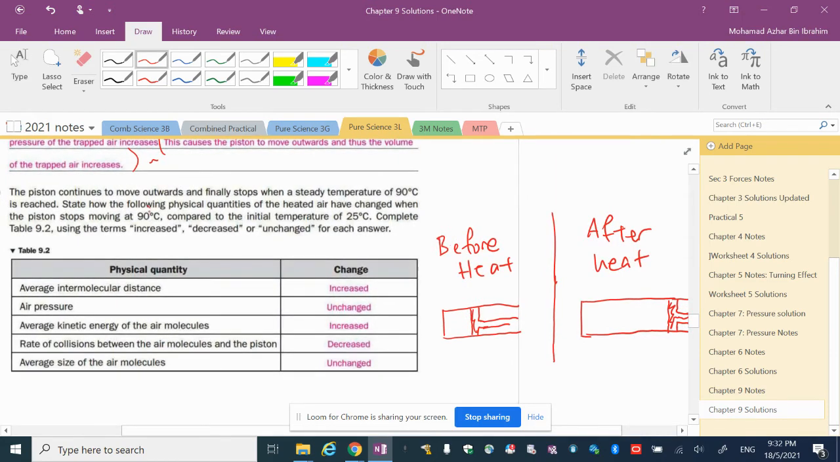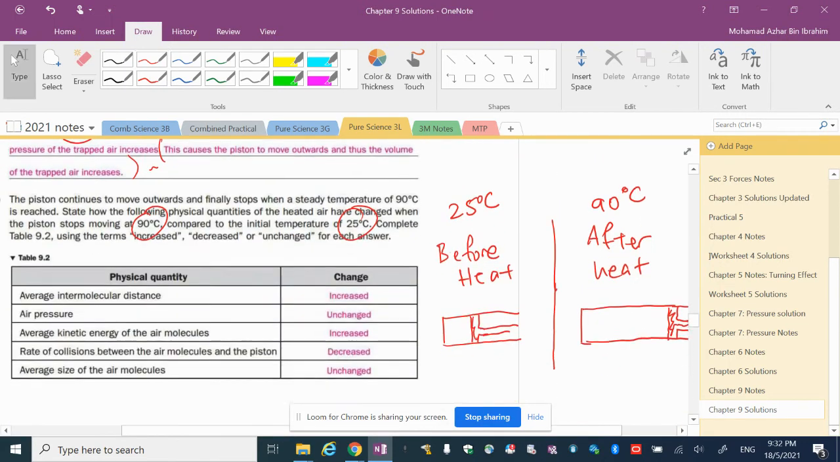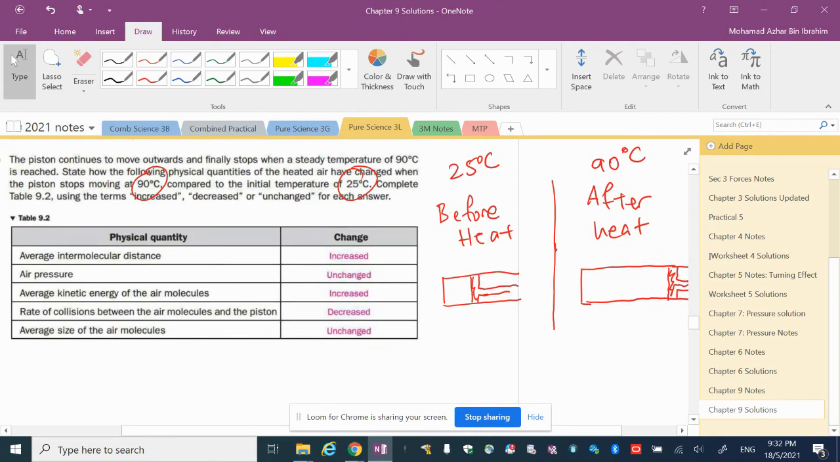So they have a 90-degree and 25-degree piston. So this is 25 degrees Celsius. This is 90 degrees Celsius after heating. Of course, you expect that the volume will increase because you already explained it here, increase in volume. So now we need to talk about all of this.